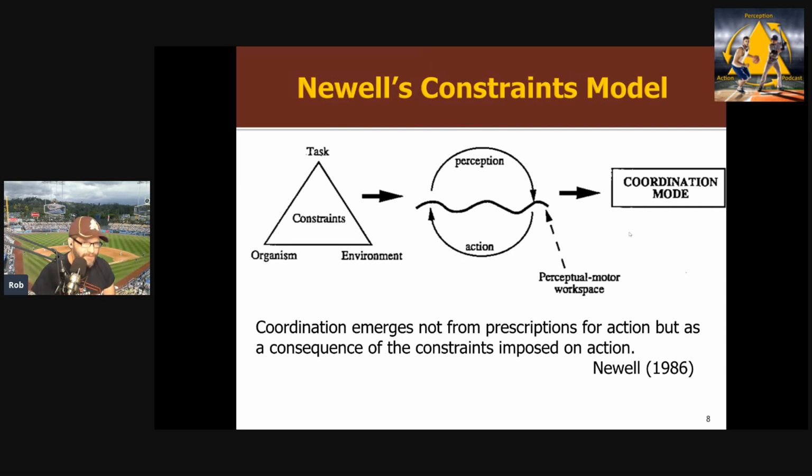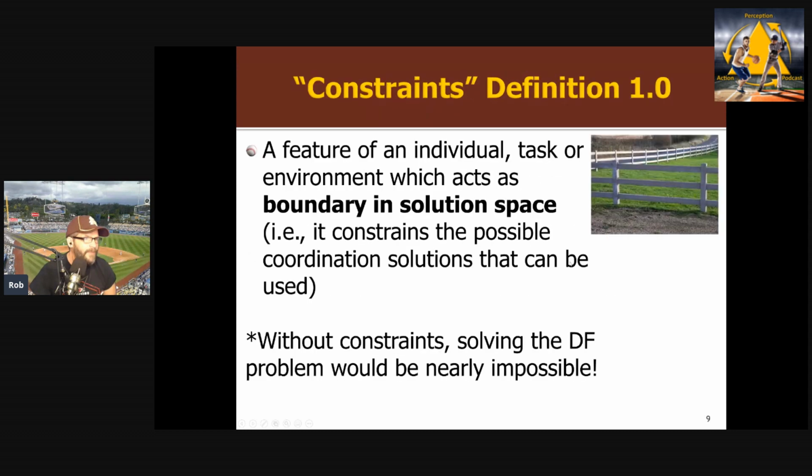And help determine what the coordination solution is going to be for any skill. Okay, that's the idea of a constraint. So my definition of a constraint, I'm actually going to build it in two parts today in this video. So this is constraints definition 1.0. This is the most basic definition of a constraint. I would define a constraint as a feature of an individual, a task, or the environment, which acts as a boundary in solution space. So it constrains the possible coordination solutions that can be used.